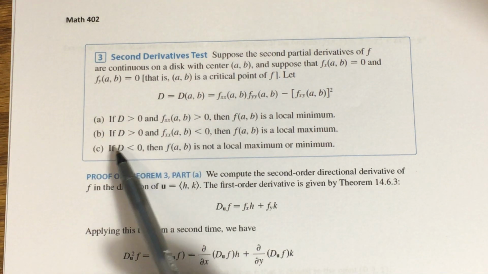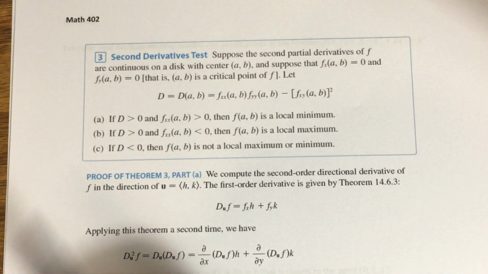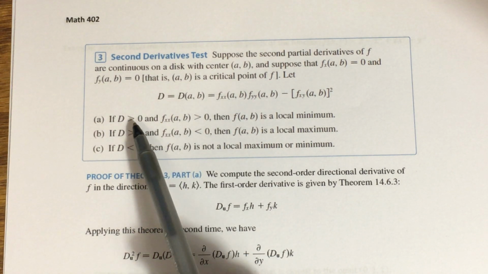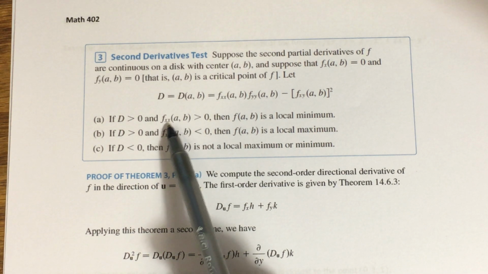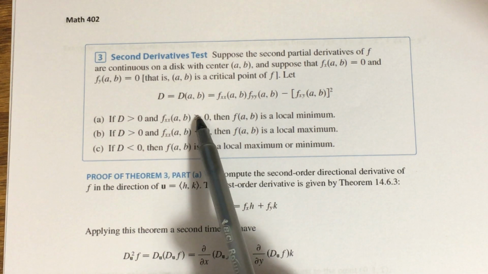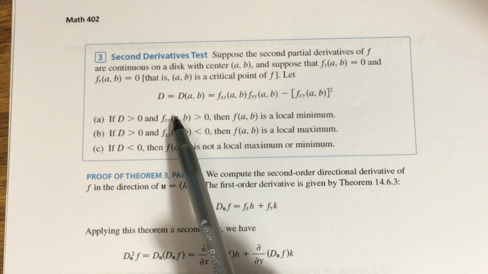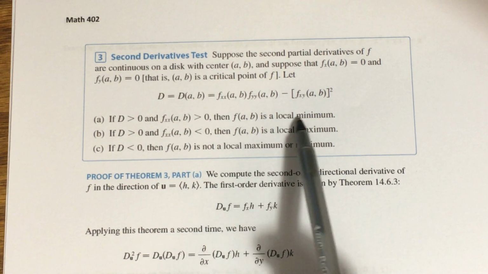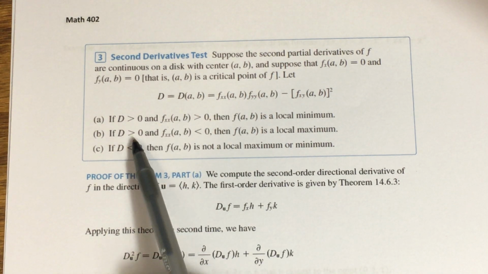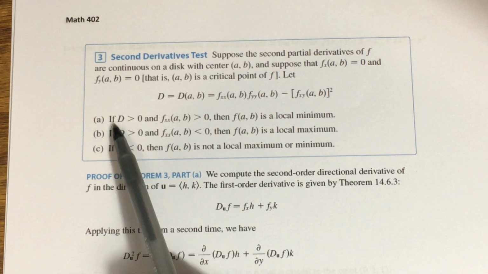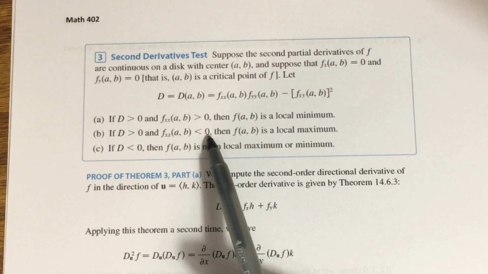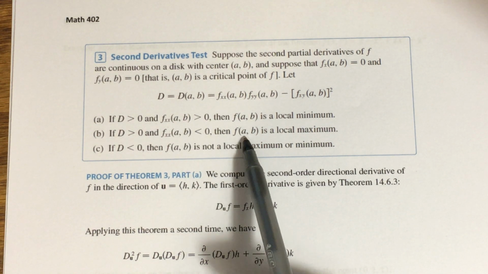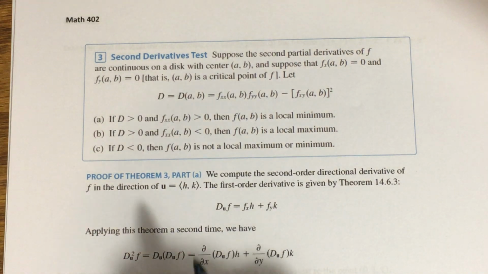Now, we break this down into three cases where we compare some values. If the discriminant is positive, and if the second partial with respect to x both times at (a, b) is also positive, so if both of these quantities are positive, then f of (a, b) will be a local minimum. If the discriminant is positive, but the second partial with respect to x both times at (a, b) is a negative number instead, then f of (a, b) will be a local maximum.